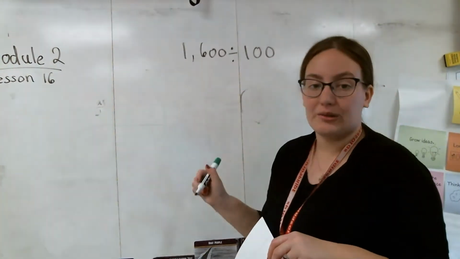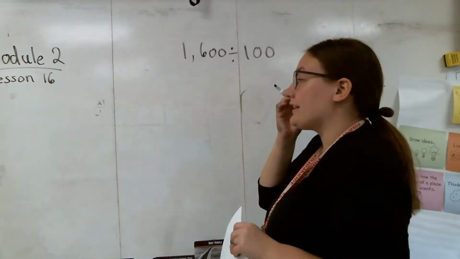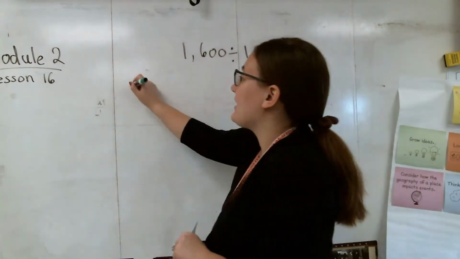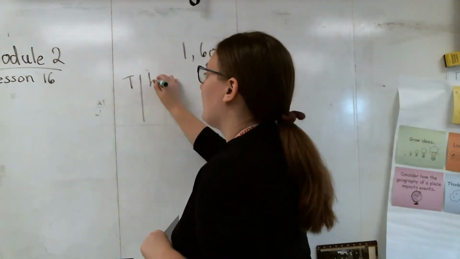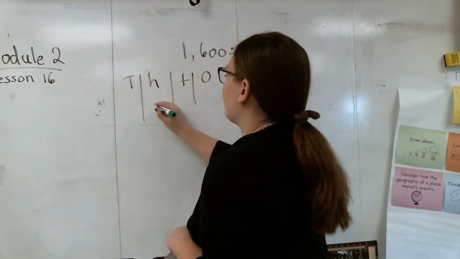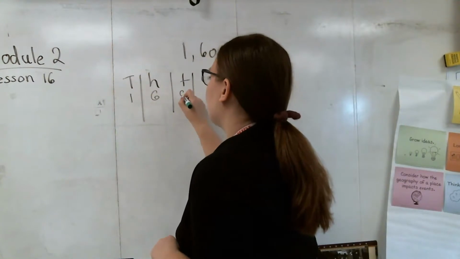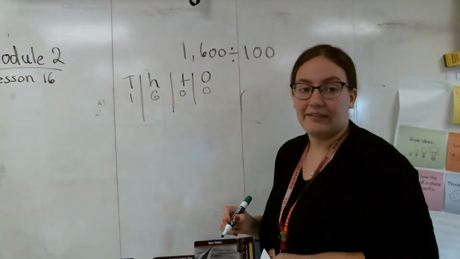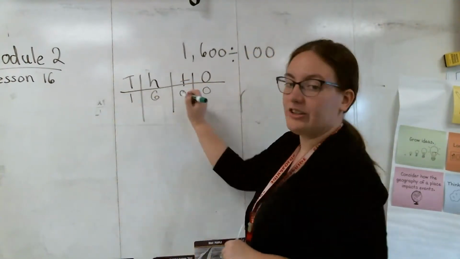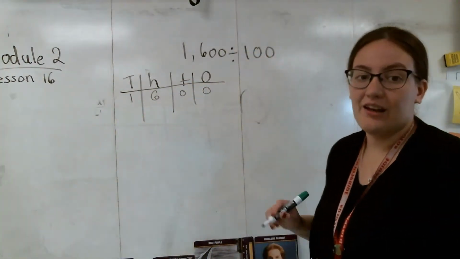But if you would like to use a place value chart, or if you would like to move around your decimal, you can also do that. So like if I had a place value chart, I would have my thousands, my hundreds, my tens, and my ones. And I would write the number 1,600. And then I would have to move everything over 2 times to the right. I shift everything over 2 times to the right.